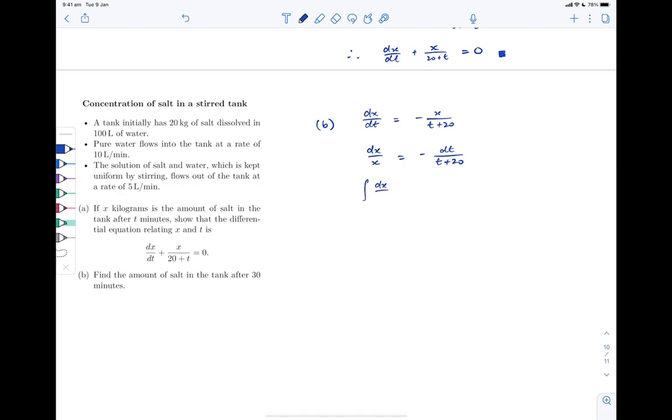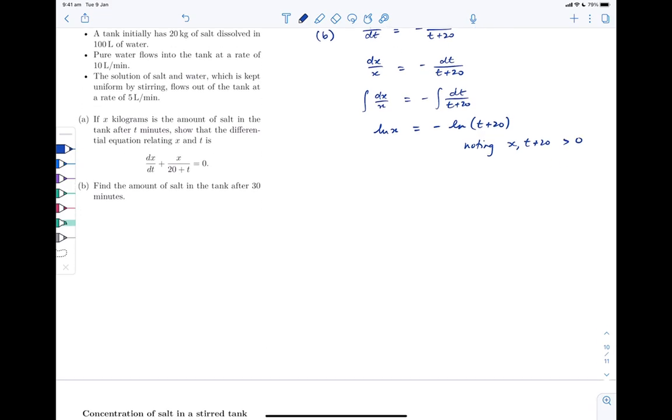Lazy students and teachers won't do 2 lines here. They might write that down and then throw their integrals in. I think it's good to give this line its due. That's just me. All right, so for dx over x, I'm going to take ln x, and I'm not going to use absolute values because x and t plus 20 are both positive, so the absolute value just simplifies immediately.